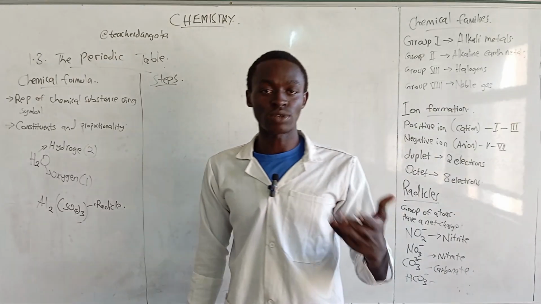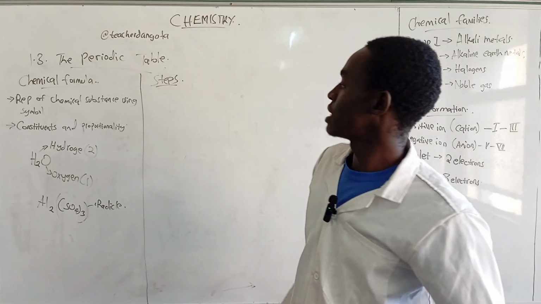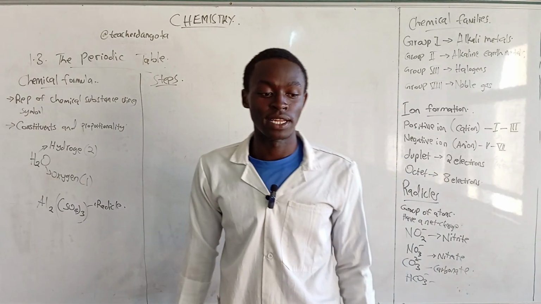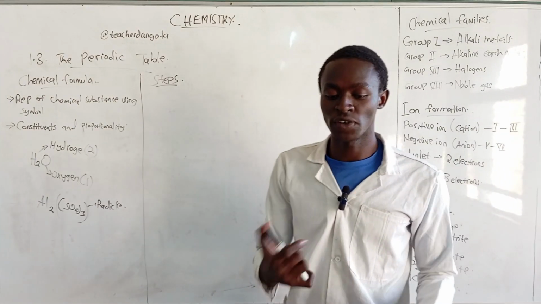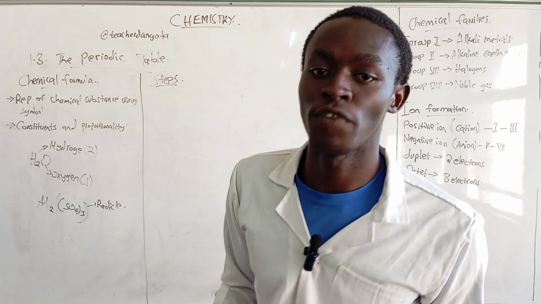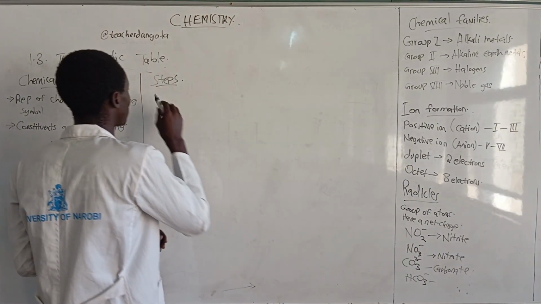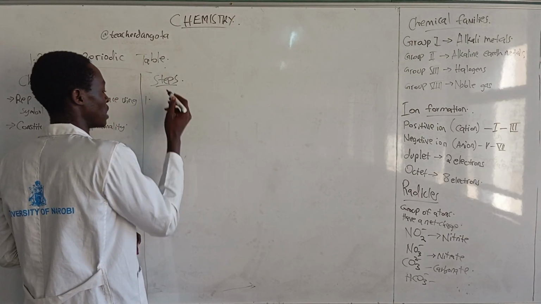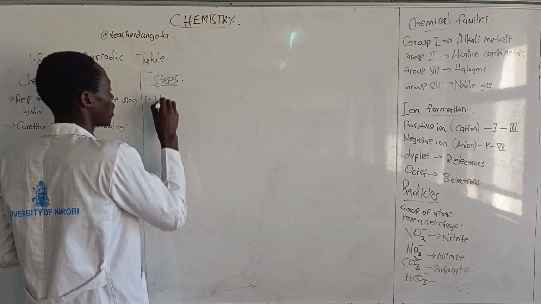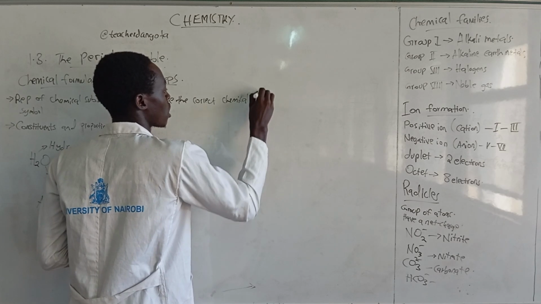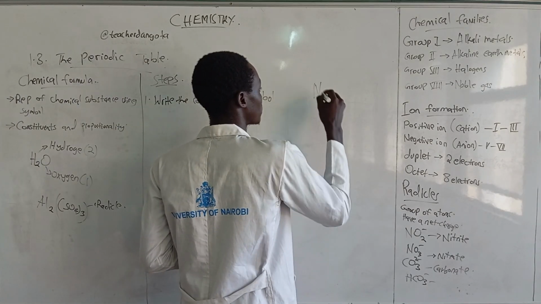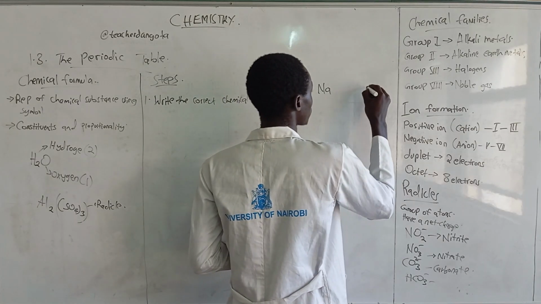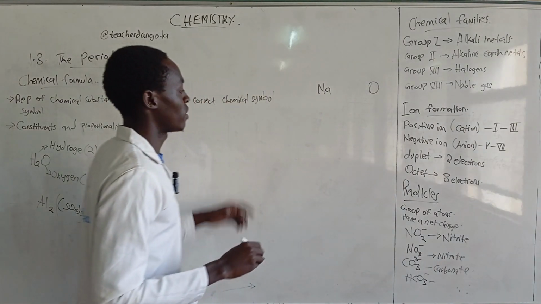Let's write the chemical formula for sodium oxide. We are going to follow these steps. Number one, know the correct chemical symbol. We write it down: sodium, that is the symbol, and oxygen. That was number one.